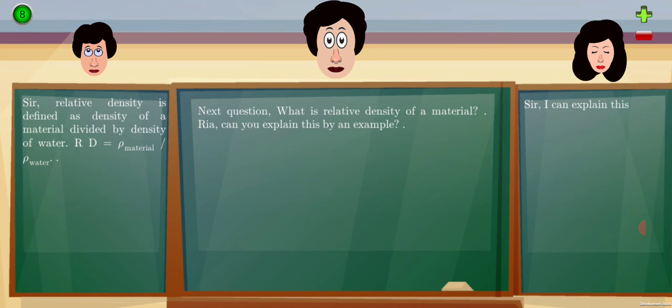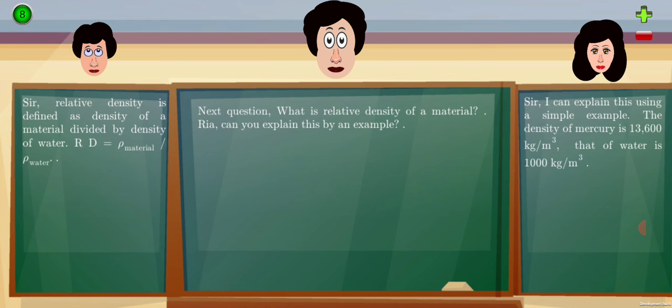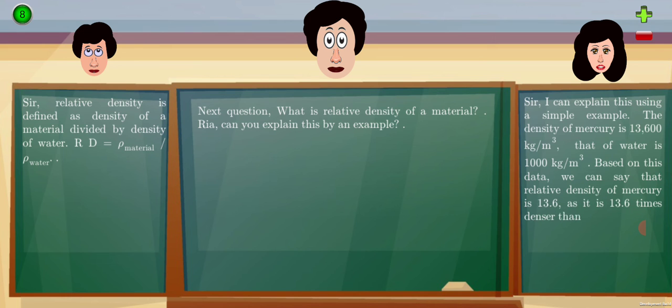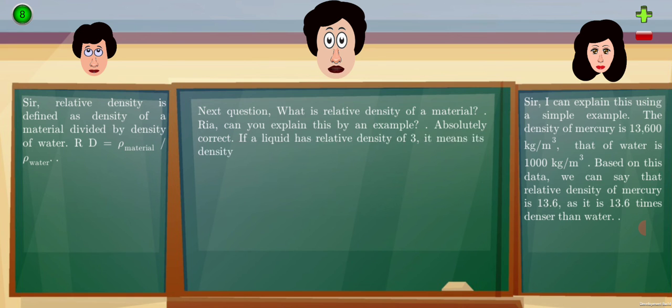Sir, I can explain this using a simple example. The density of mercury is 13,600 kilograms per cubic meter. Based on this data, we can say that relative density of mercury is 13.6, as it is 13.6 times that of water. Absolutely correct. If a liquid has relative density of 3, it means its density is 3 times that of water. Means, its density is 3,000 kilograms per cubic meter.